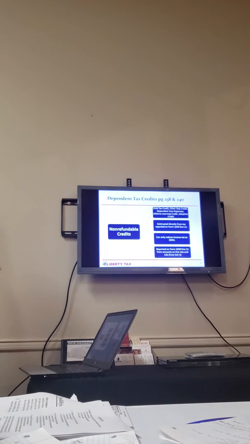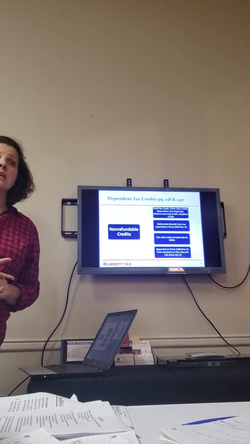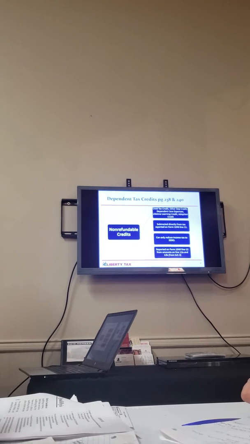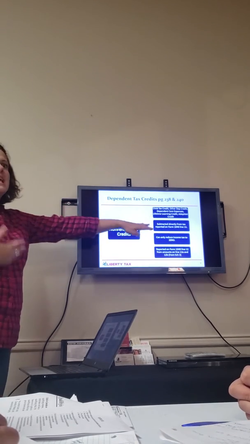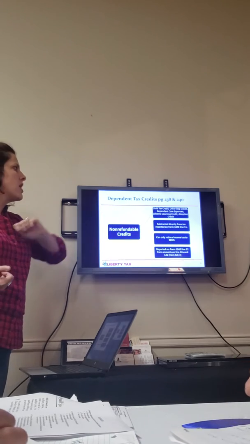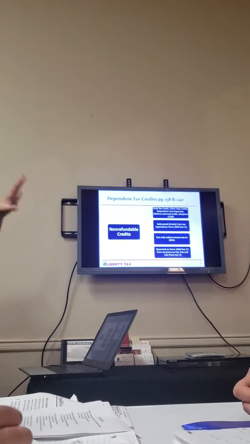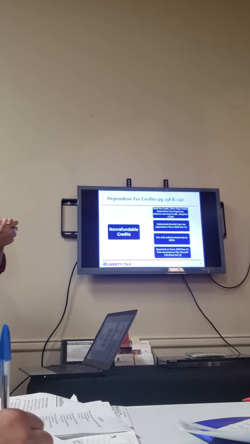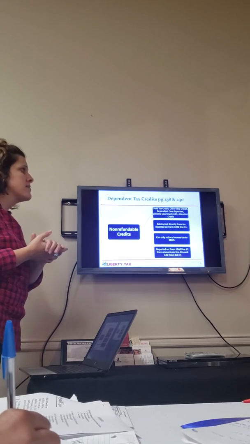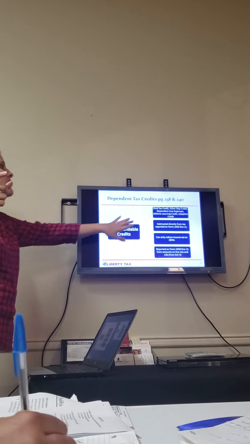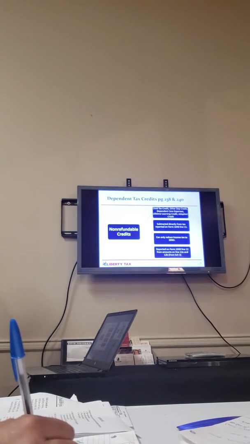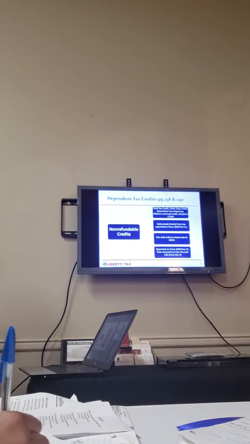There's something new called an other dependent credit. That's new this year. This last year it was new, okay? Dependent care expenses, that's that daycare, taking care of someone credit we're talking about. Also includes elderly and disabled people that you pay to take care of as well. Lifetime learning credit, that's the other education credit, so it's still non-refundable, okay? And adoption credit that you probably won't see much of.